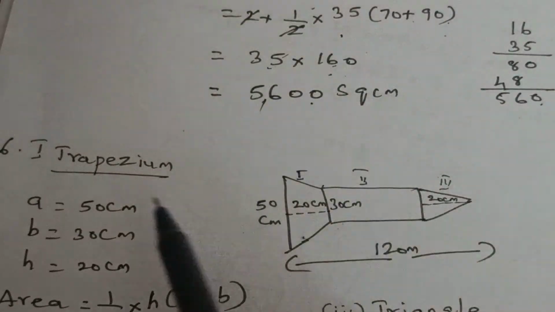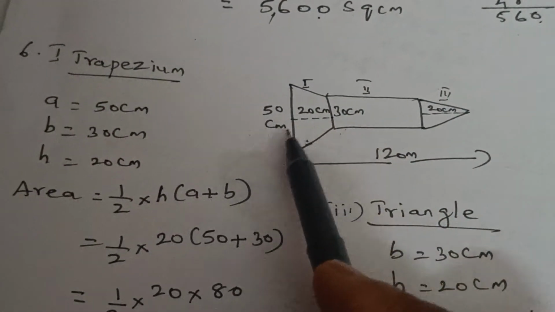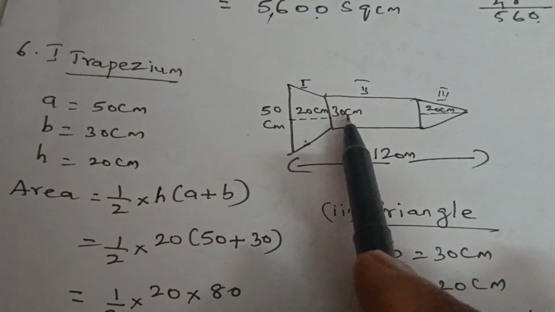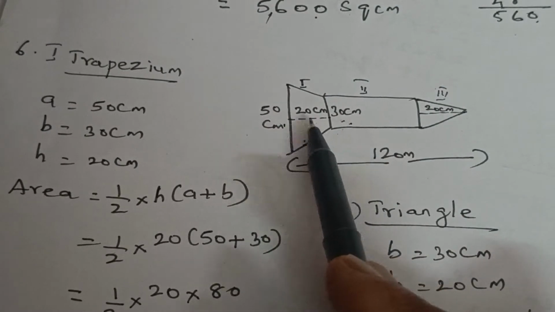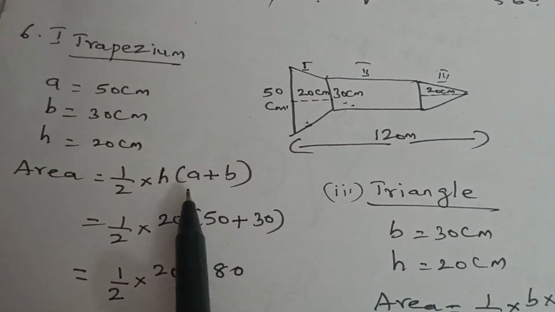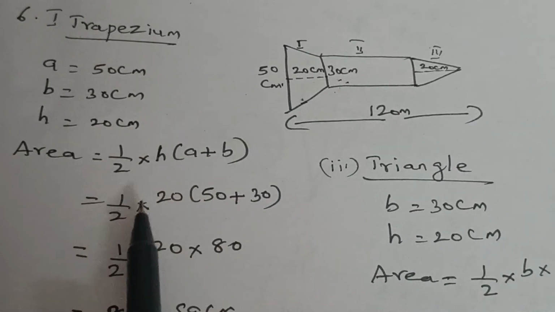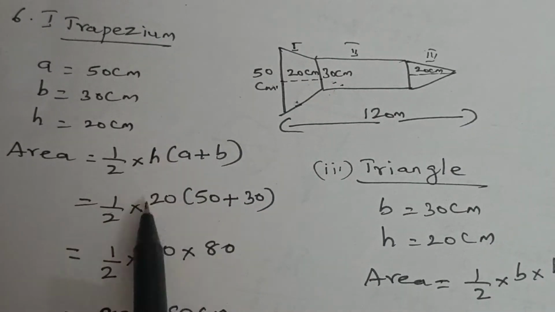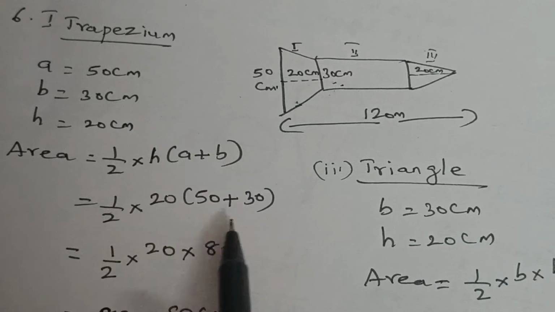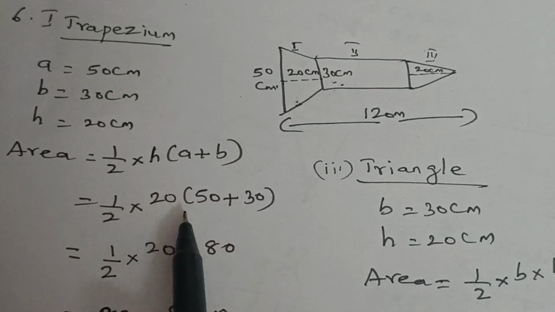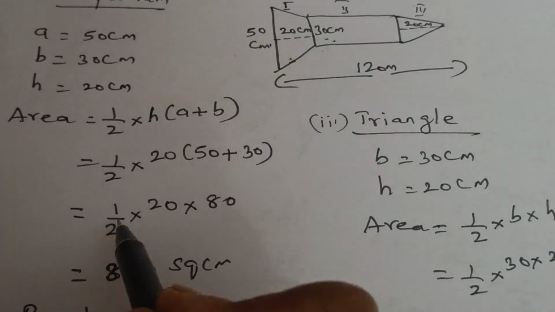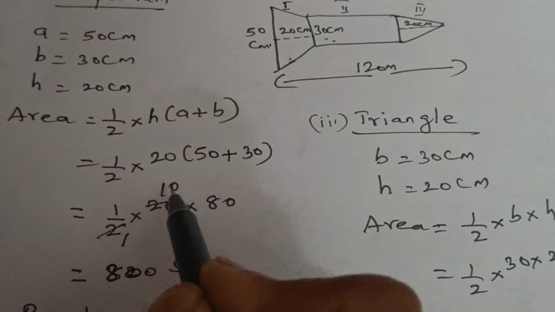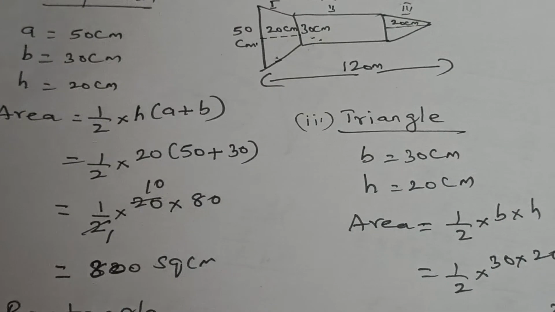So what is the first figure? We'll take the trapezium. a and b are the parallel sides: a is 50 centimeter, b is 30 centimeter, and height is 20 centimeter. The formula is 1 by 2 into h into (a plus b). Substitute: 1 by 2 into h, which is 20, into a plus b, which is 50 plus 30, that is 80. Now you cancel: 2 ones are 2, 2 tens are 20, 10 into 80 is 800 square centimeter.